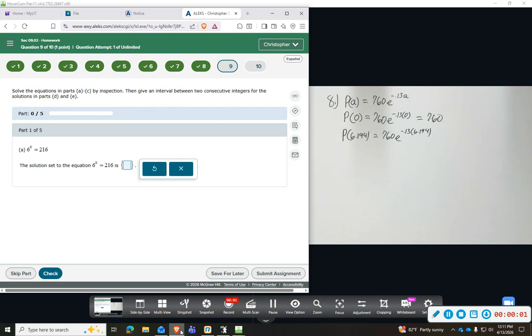All right, number 9, it wants us to solve the equation in parts A through C by inspection. Give the interval between two consecutive integers for the solutions in parts D and E. So 1 to 5, it says we're going to give the solution set to the equation 6 to the x power equals 216.